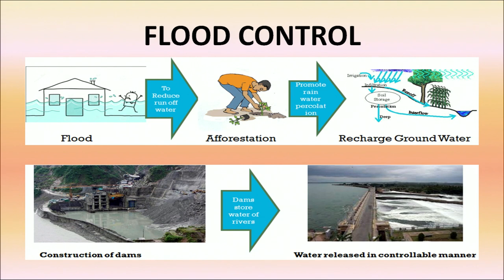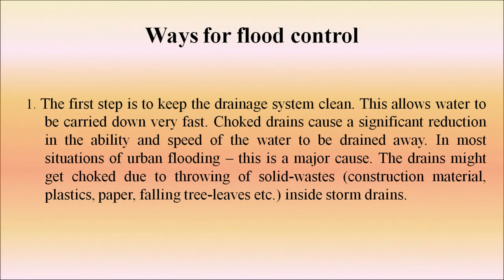Now come to the ways of flood control. The first step is to keep the drainage system clean. This allows water to be carried down very fast. Choked drains cause a significant reduction in the ability and speed of the water to be drained away. In most situations of urban flooding, this is a major cause. The drains might get choked due to throwing of solid waste inside storm drains.